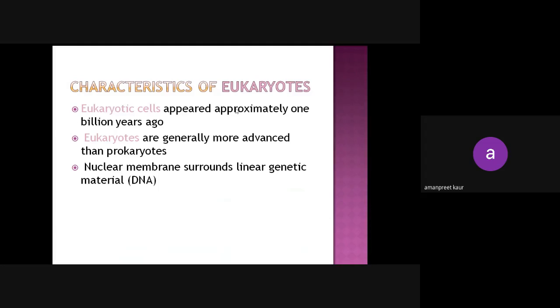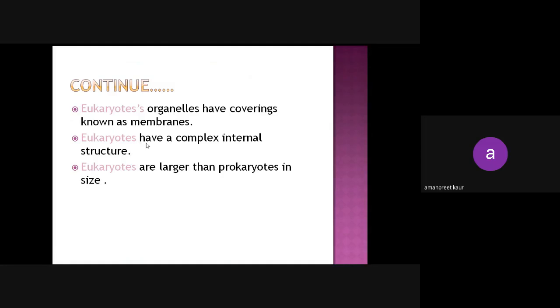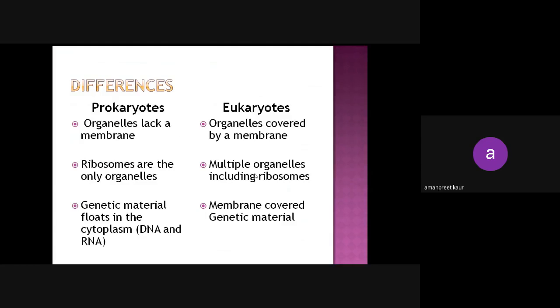The characteristics of eukaryote cells: they appeared approximately 1 billion years ago. They are the modern kind of cells as compared to prokaryotes. The eukaryotes are generally more advanced than the prokaryotes. Nuclear membranes surround the linear genetic material. Eukaryote organisms have a covering known as membranes, and eukaryotes have a complex internal structure. Eukaryotes are larger than prokaryotes in size. So here is the difference between prokaryotes and eukaryotes, which we earlier discussed in our first session also.